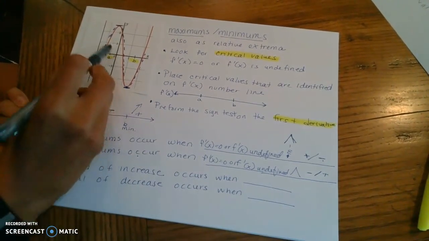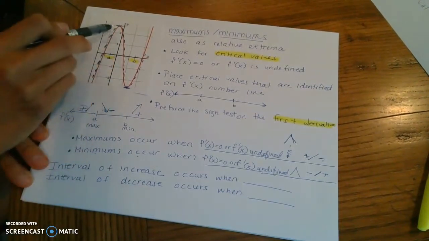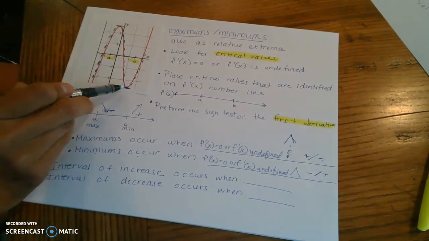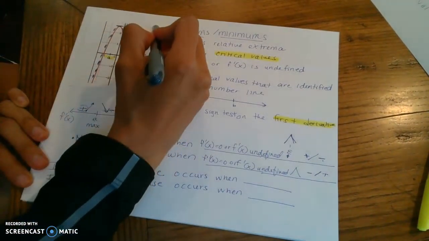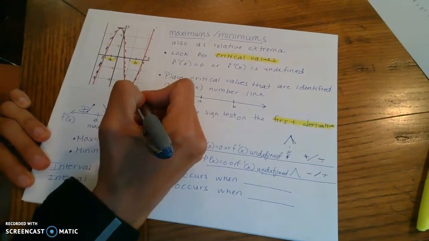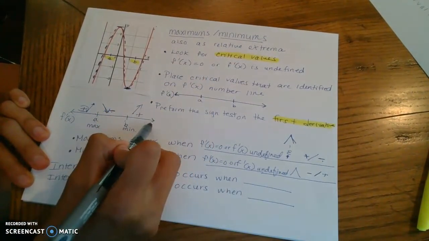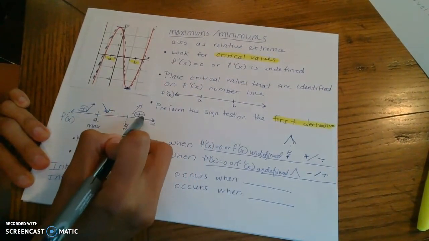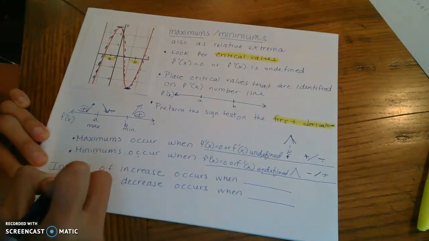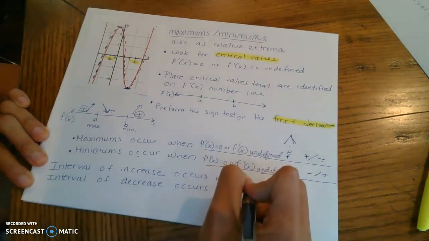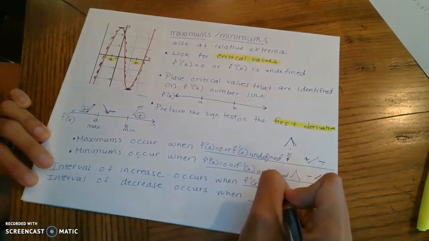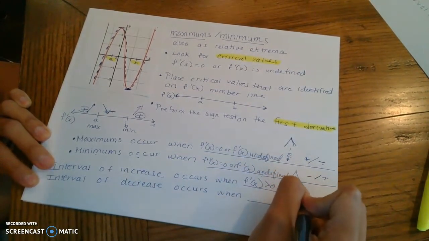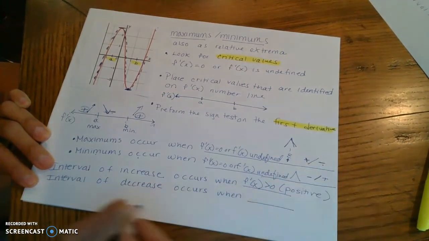When is this function increasing again? Well, not from a to b. From a to b, my pen's going down. From b to infinity, my pen is going back up. So therefore, it's increasing again from b to positive infinity, where the sign is positive. So intervals of increase occur when your first derivative is greater than 0, or just when the first derivative is positive.